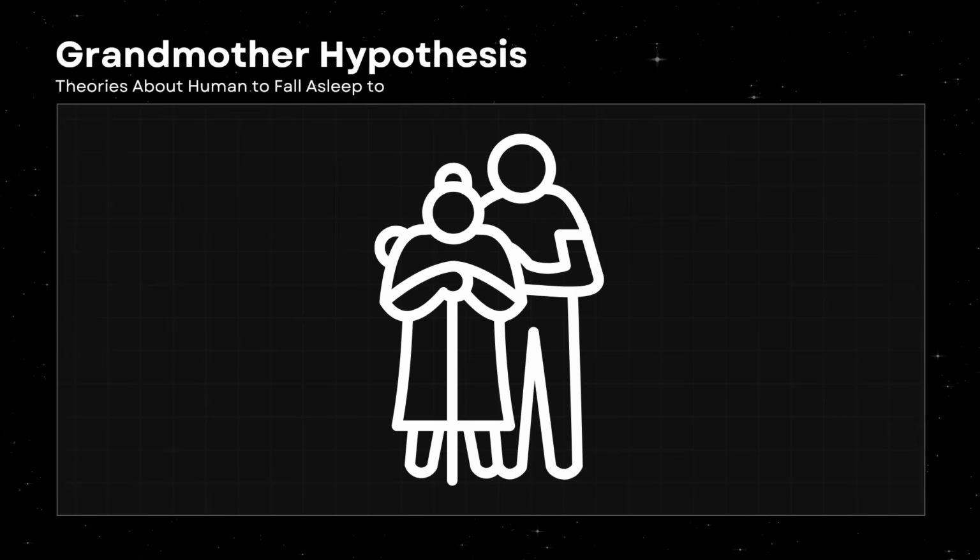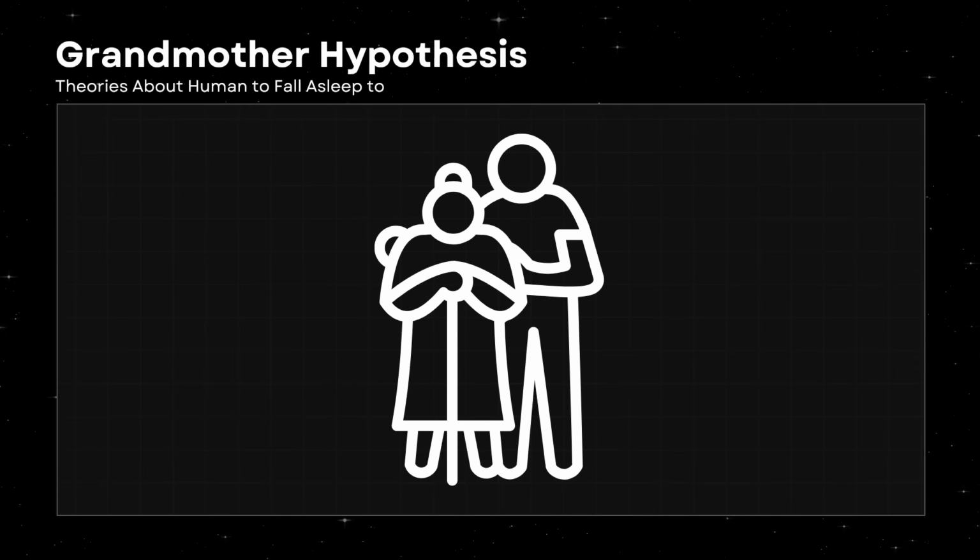In most mammals, once females stop reproducing, their role in the group fades. But in humans, many women live for decades after menopause. The grandmother hypothesis suggests that this extended lifespan evolved because older women still added value to their families and communities. They did this not by having more children, but by helping their daughters and sons raise the next generation.